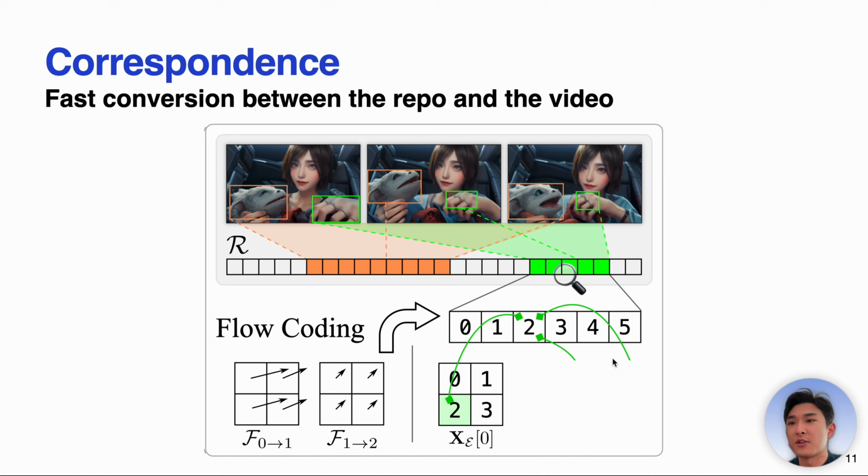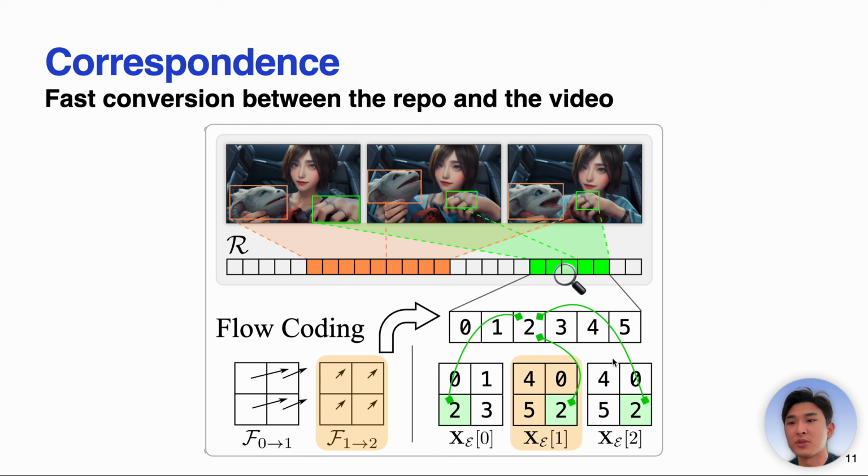Concretely, here we fill the first encoded frame with 0 to 4, and with the optical flow of the first frame, we can see all pixels are moving to the right. So the first column should be propagated to here in the second frame, and the first column of the second frame is new, which means it does not exist before. So we fill it with new indices 4 and 5. Likewise, using the optical flow of the second frame, where all pixels stay in their own grids, we propagate the codes as is to the third encoded frame.